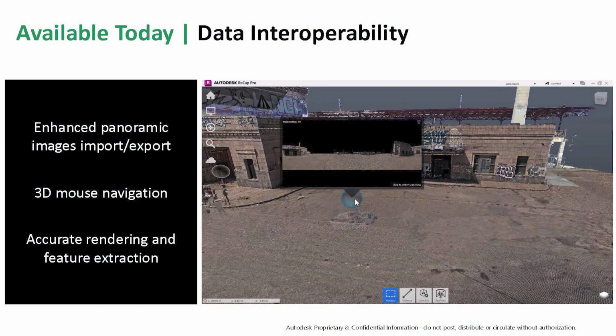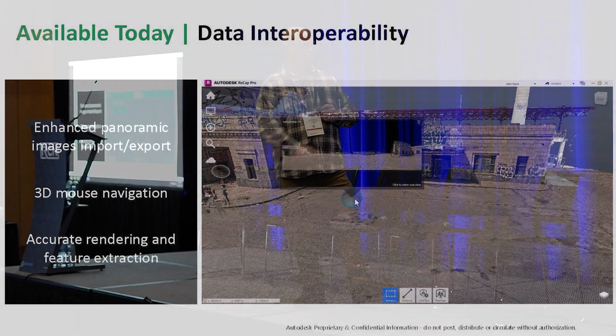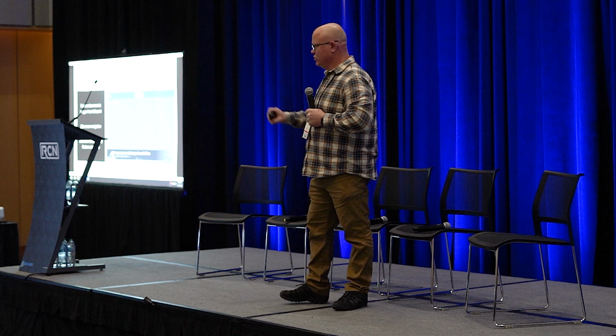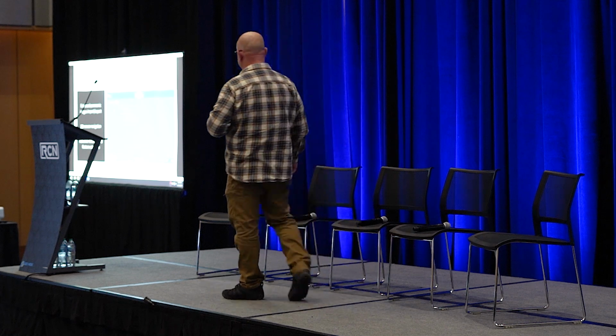And if I hit it twice, then the videos would play. We'll go to the next one here. So available today also is data interoperability. See if I can get that to go. There we go. So again, we're talking about the enhanced panoramic images, the E57 files. It's going to show you here where you can import those in and start to utilize that imagery.